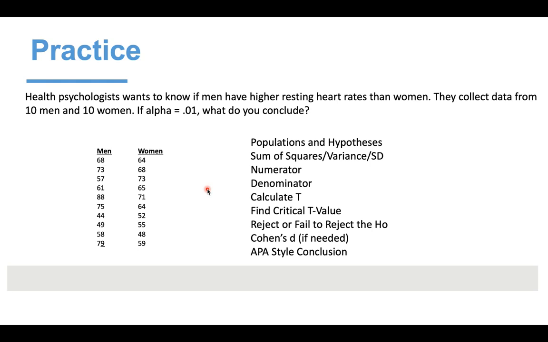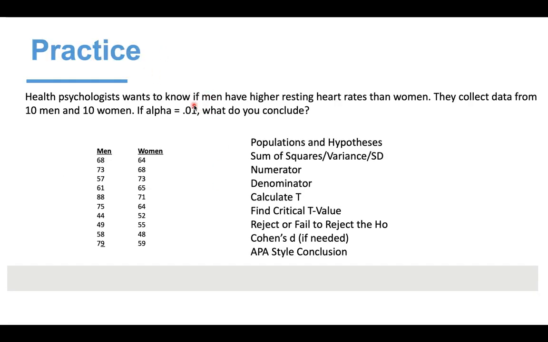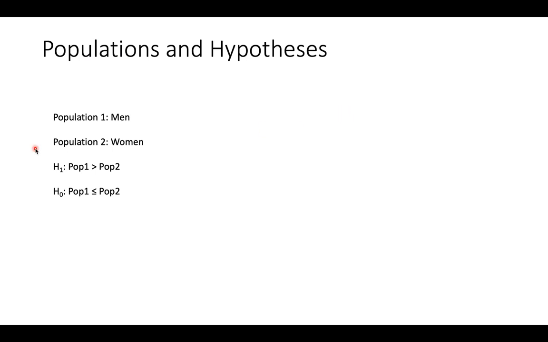First, what we need to do is define our populations and our null and research hypothesis. So obviously population 1 is men, population 2 is women, easy peasy. With hypotheses, I like to begin with defining the research hypothesis because it's the most obvious one, because it's just the research question, right? So our research question is, do men have higher resting heart rates than women?